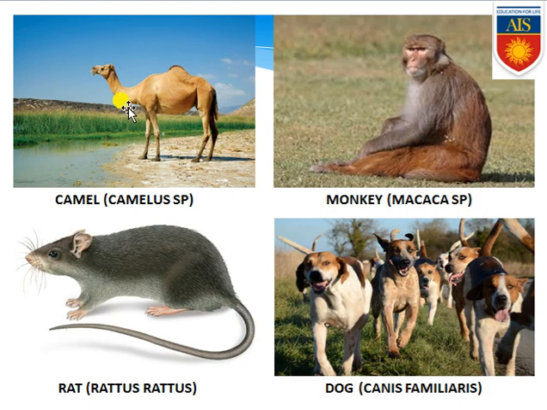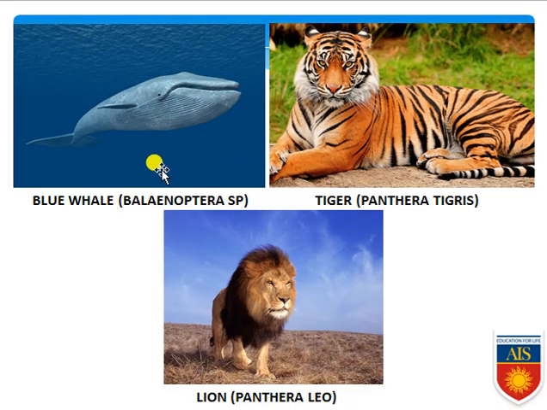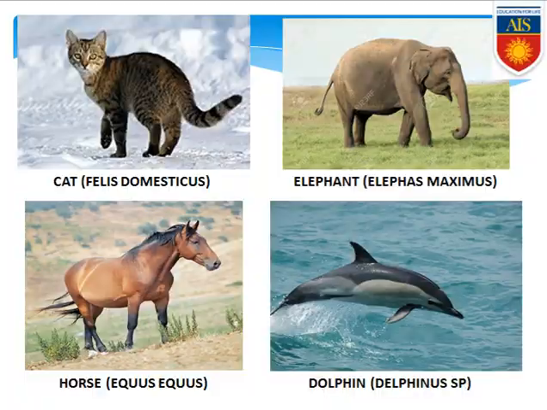In this specific slide you can see the camel, that is Camelus sp., monkey, that is Macaca sp., and rat, that is Rattus, and dog, that is Canis familiaris. So these organisms all belong to the mammals. Next one, cat is also present, Felis domesticus. Elephant is there, Elephas maximus. Horse, that is Equus, and dolphin, that is Delphinus sp. So these organisms all belong to the class Mammalia.